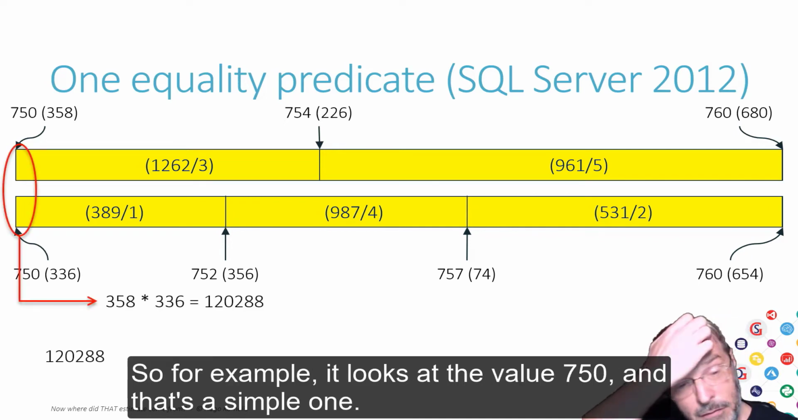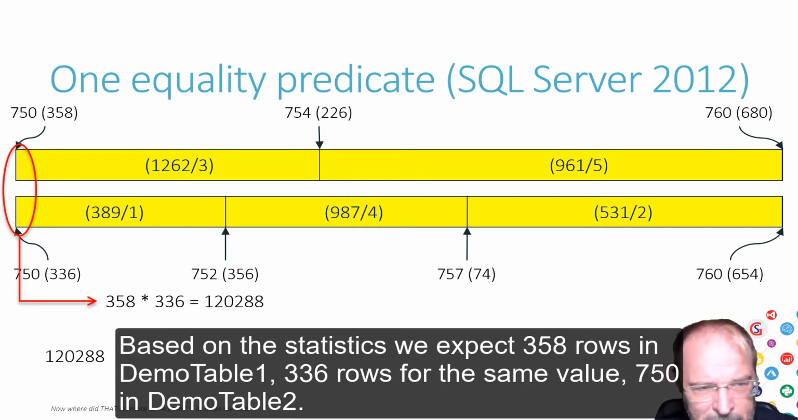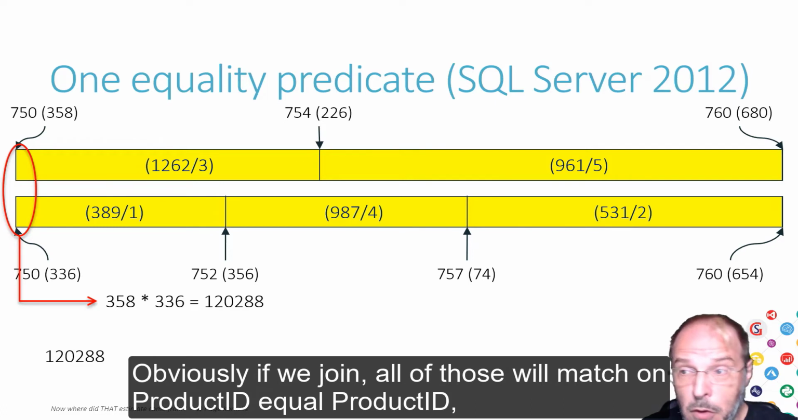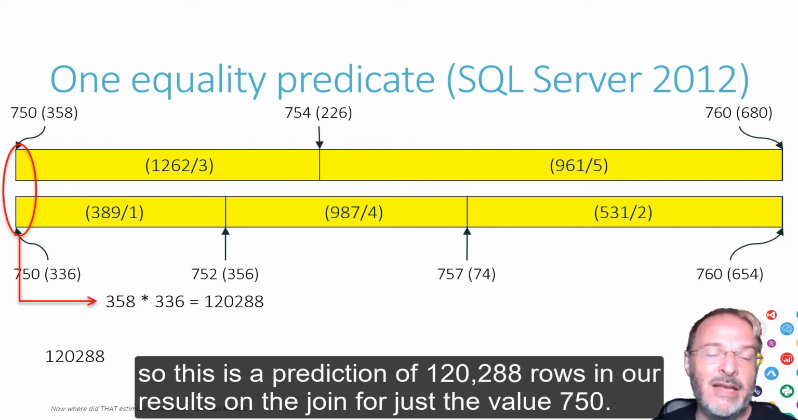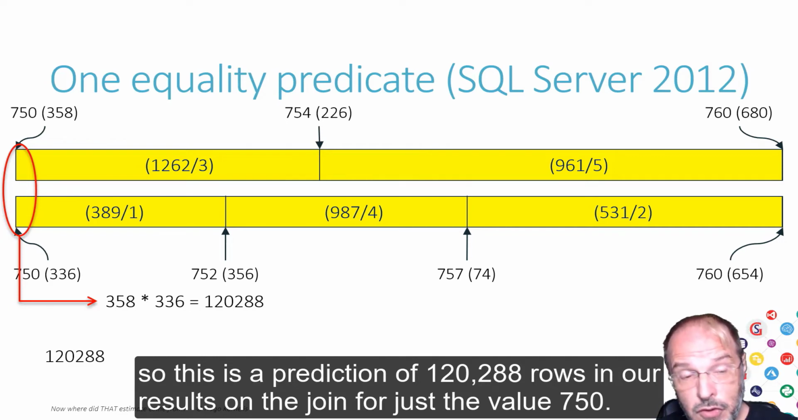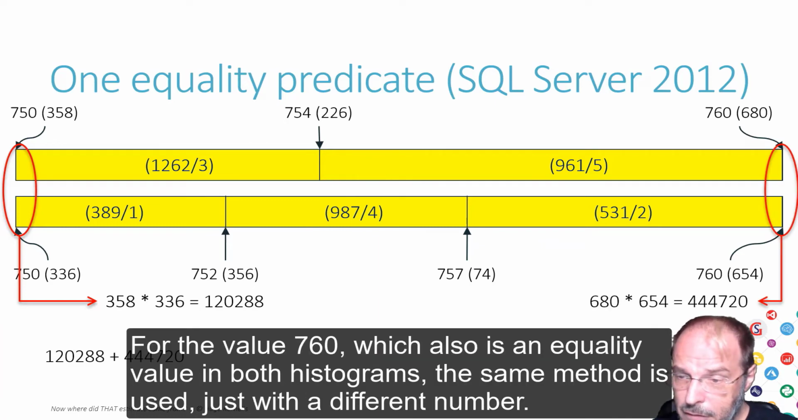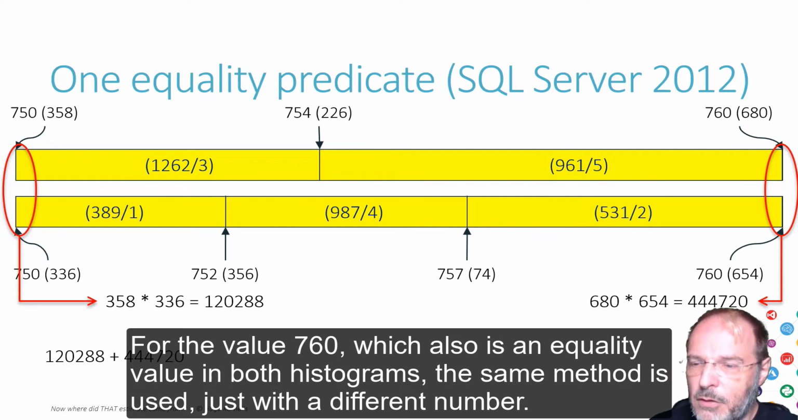So for example, it looks at the value 750. That's a simple one. Based on the statistics, we expect 358 rows in demo table 1, 336 rows for the same value 750 in demo table 2. Obviously, if we join, all of those will match on product ID equal product ID. So this is a prediction of 120,288 rows in our results on the join from just the value 750. For the value 760, which also is an equality value in both histograms, the same method is used, just with a different number.